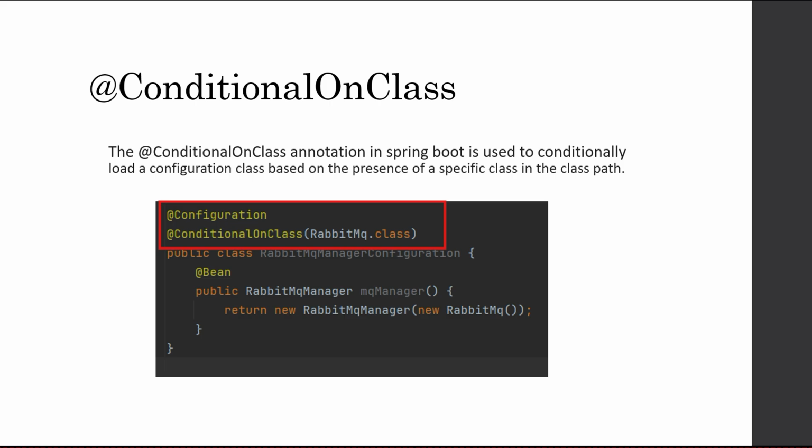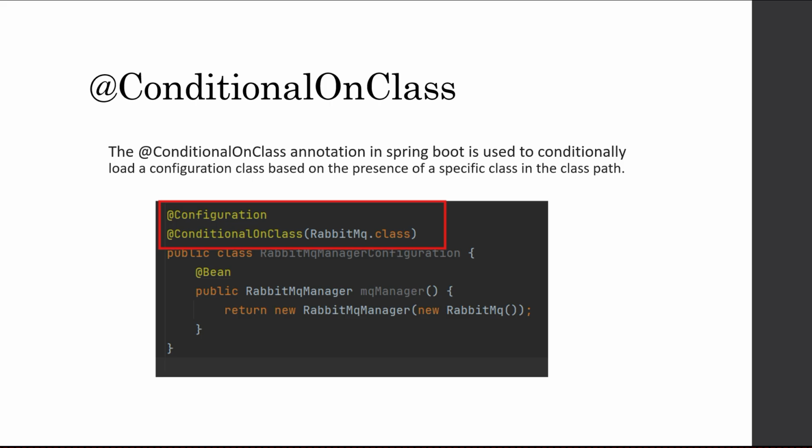So when this Spring configuration class is loaded, at that time the bean would be created for RabbitMQManager. But this configuration class would be loaded conditionally, and the condition is that in order to load this RabbitMQManagerConfiguration class, the RabbitMQ class should be present in the classpath.